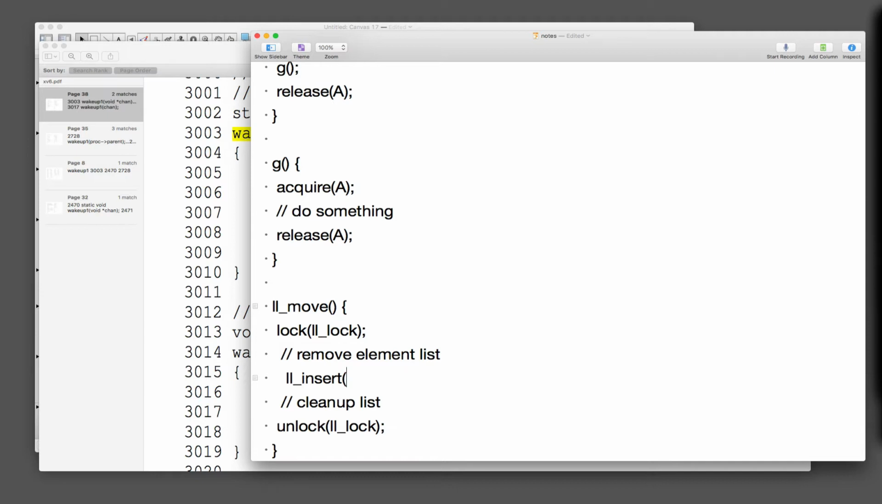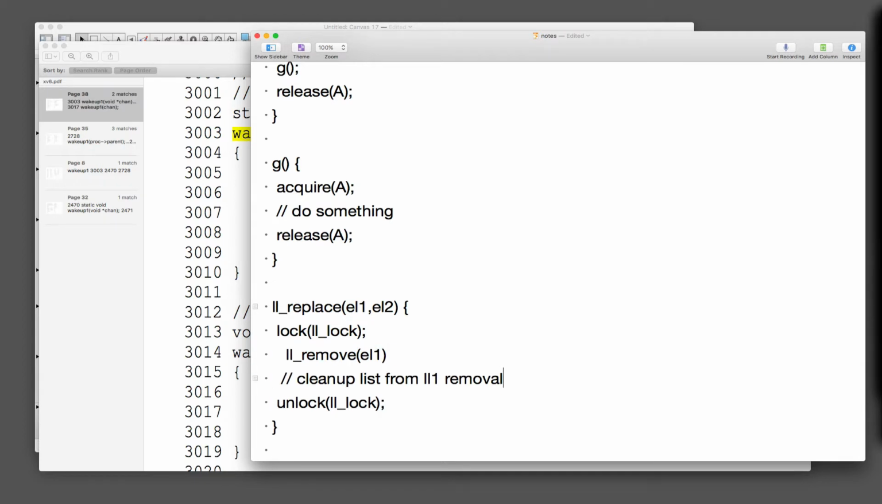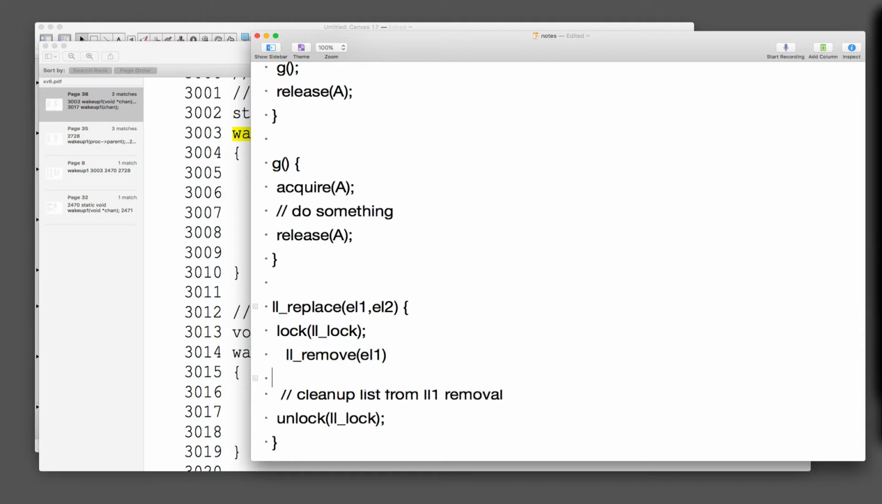Actually, let's just do it like this. This is better. All right, so we remove element 1 from list, and then we insert element 2. Go L remove. Okay. Clean up list from L1 removal. Right. So normally, when you do a remove, it should be like that. But then we happen to do the insert inside here, between the two.